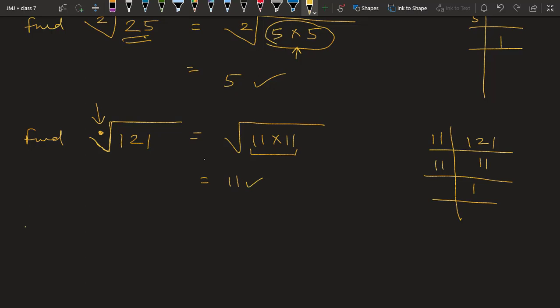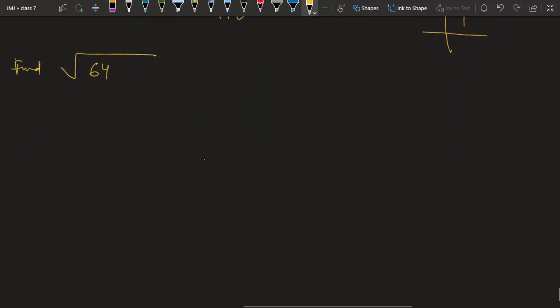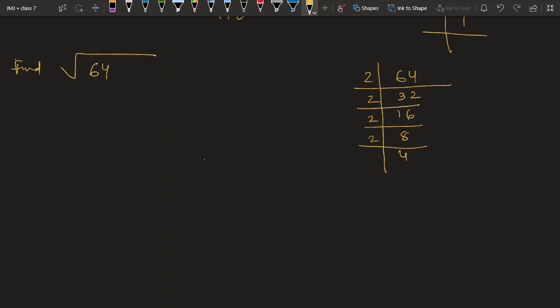Suppose I take 64. Find square root of 64. Again we will take prime factorization. 2 32s are 64, 2 16s are 32, 2 8s are 16, 2 4s are 8, 2 2s are 4, and 2 1s are 2. So 1 2 3 4 5 6. So we can write this 64 as multiples of 2 6 times.